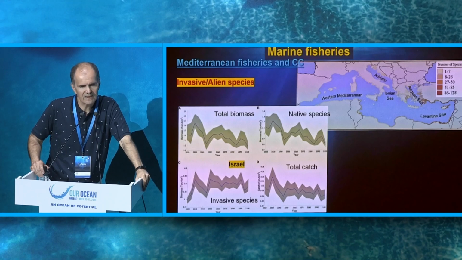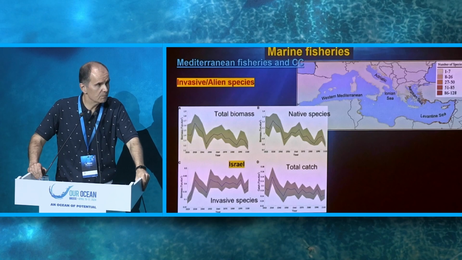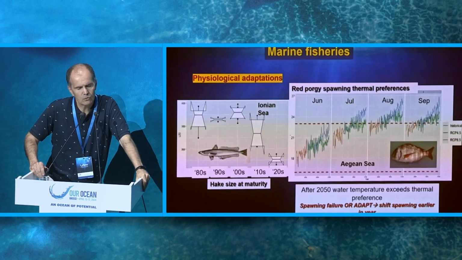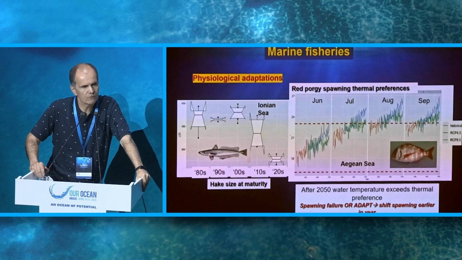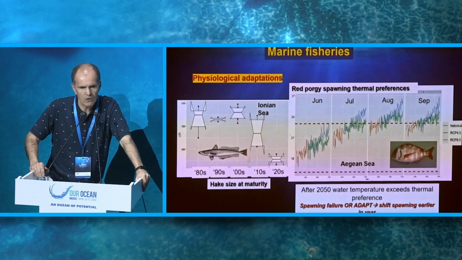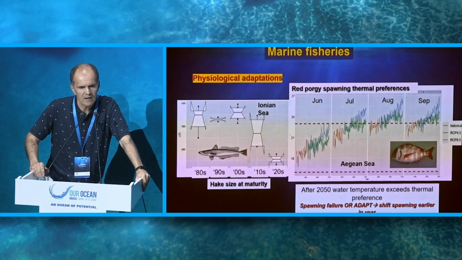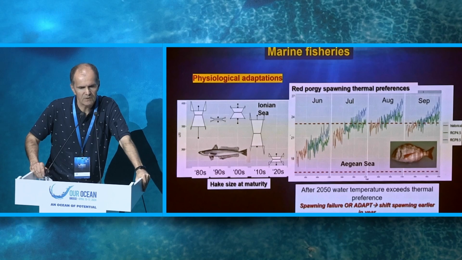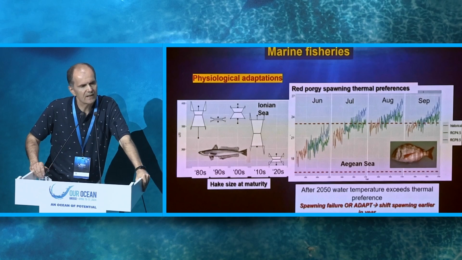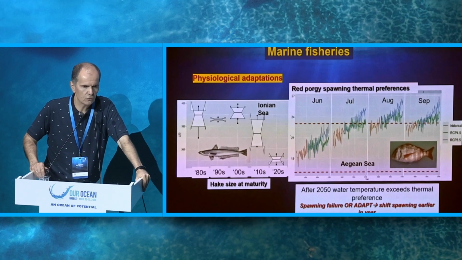This is due to the fact that the native species biomass will decrease as they gradually will be displaced by the invasive species. So the species will have to adapt to climate change; physiological adaptations have to take place if they want to thrive and survive. There is an example from the Ionian Sea where it has been documented that hake has been maturing at a much earlier size than before, almost 5 centimeters less, and this has been very well associated with the environmental regime shift that occurred, but it's also attributed to fishing.